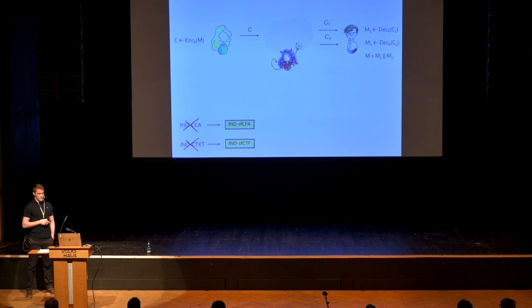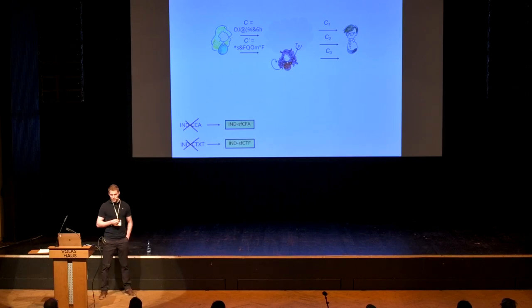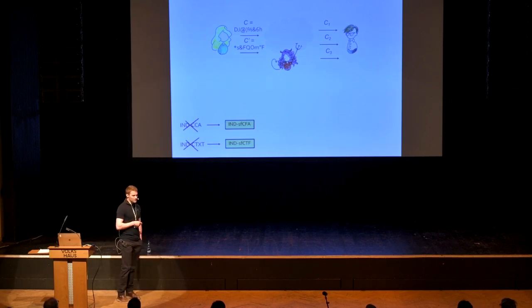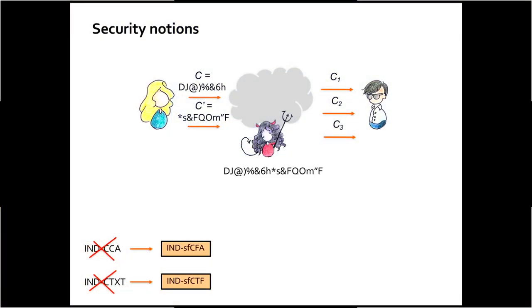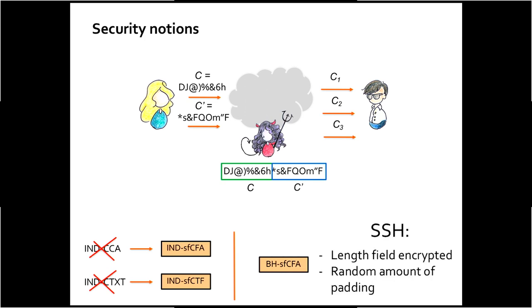But in the framework of BDPS, you can define even stronger confidentiality and integrity notions. You can also define more elaborate notions, and I will talk about two here. The first one is boundary hiding. So let's assume that Alice encrypts two plaintexts and gets a ciphertext C and a ciphertext C prime. And she now sends these two ciphertexts to Bob. What Eve will see in the network is just a long string of bytes. The boundary hiding notion, BH-SFCSA, formalizes Eve's ability to tell which part of this long string of bytes is C and which part is C prime. Protocols such as SSH try to achieve boundary hiding by, for example, encrypting a length field or having an option of adding a random amount of padding.